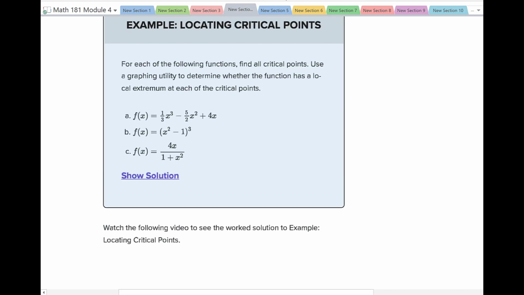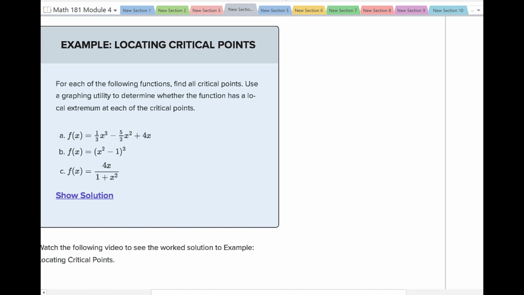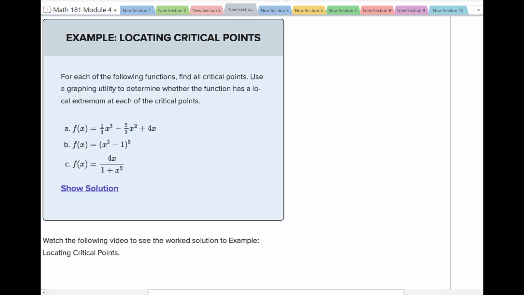For each of the following functions, find all critical points. Use a graphing utility to determine whether the function has a local extremum at each of the critical points. So let's do these 3 parts to this one example. This lesson has like 6 examples overall. Okay, so find all critical points.